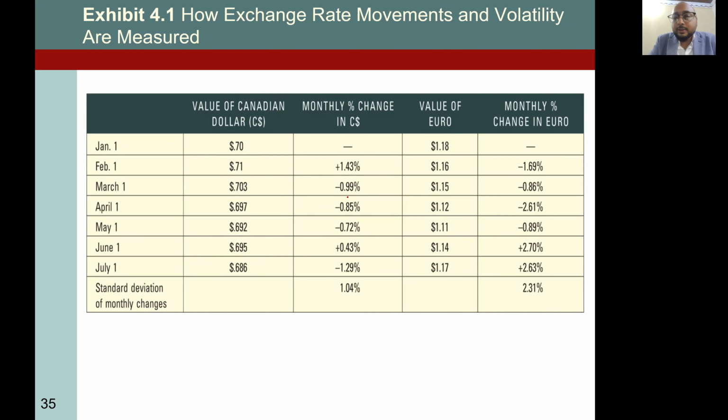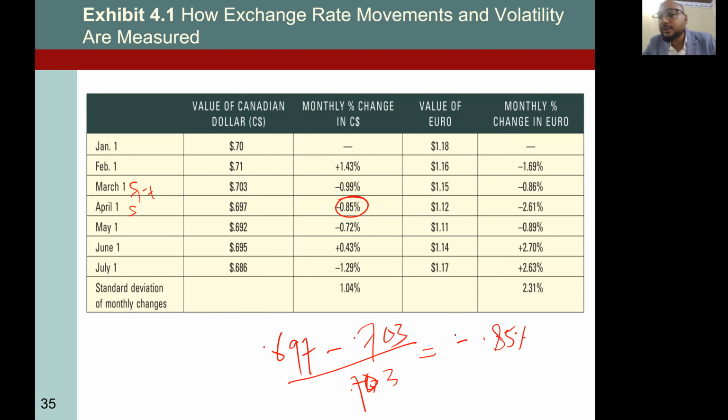So how is this negative 0.85 coming? This is the new value, this is the old value, 1 minus t. So new value 0.697 minus old value 0.703 divided by old value 0.703. The answer is going to be negative 0.85 in percentage or 0.0085.